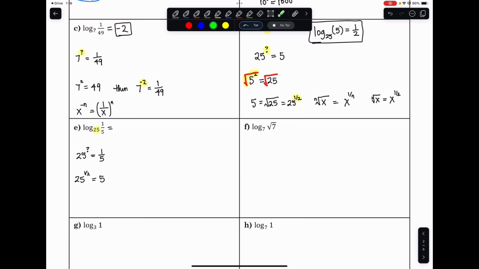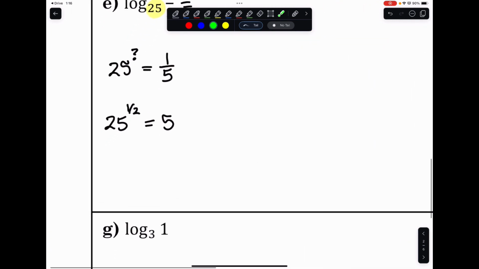This rule here to get the 25 to become 5, okay? And then this rule over here in order to get the reciprocal of 5. So if 25 to the 1/2 is equal to 5, then that means that 25 to the negative 1/2 is going to equal 1 over 5.